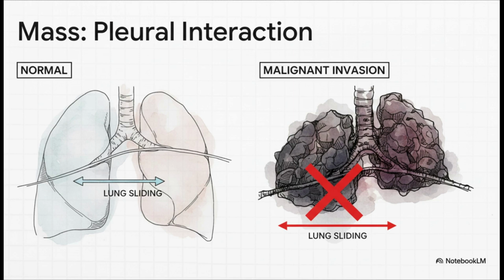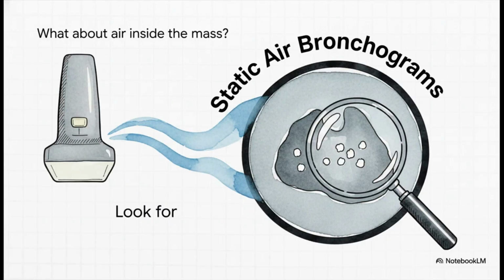Now here's a really neat trick. Both tumors and simple pneumonia can have air trapped inside them. On ultrasound, we see these as bright little spots called air bronchograms. But, and this is the key, the behavior of that trapped air can give you a massive diagnostic clue. Let's look at the difference.